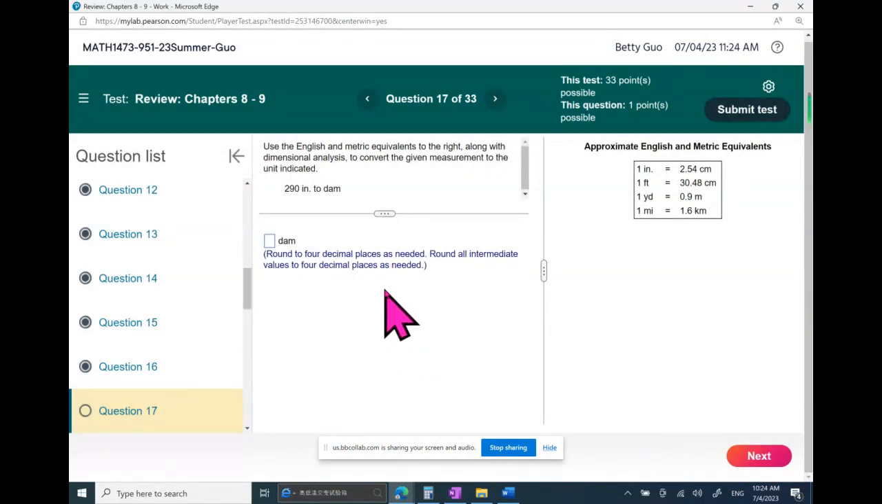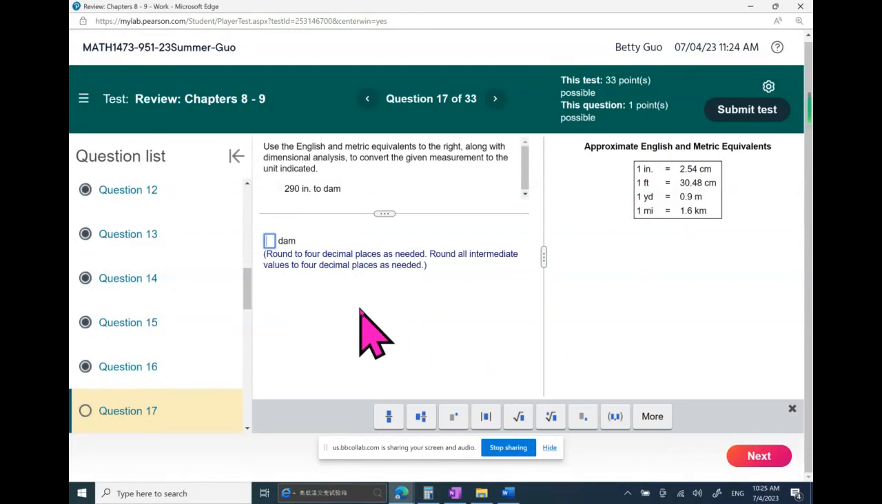290 inch to decameter. Yeah, DAM. So as you can see, it isn't given, so we have to go from inch to centimeter. Let's do this. Let's go from inch to centimeter. Centimeter is a smaller unit, so the number in front of it is going to be bigger. So we're going to multiply 290 by 2.54.